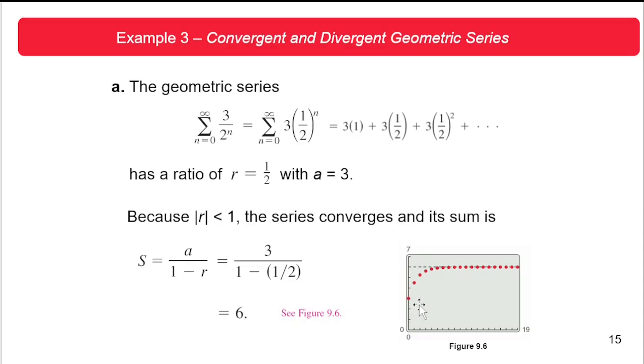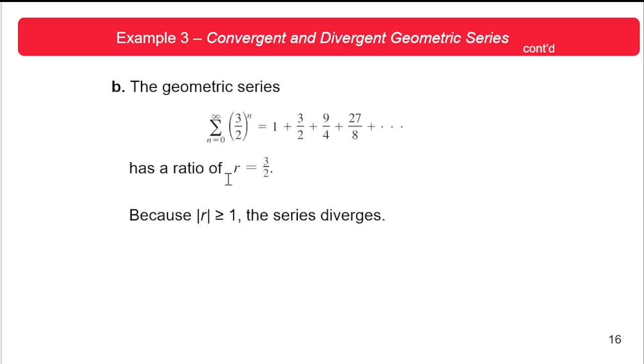And as you can see in this illustration, the graph of the function 3 times (1/2)^x approaches this value, which is 6. So therefore, the sum of the series is 6. And the limit of the function is also 6, which is the sum of the geometric series.